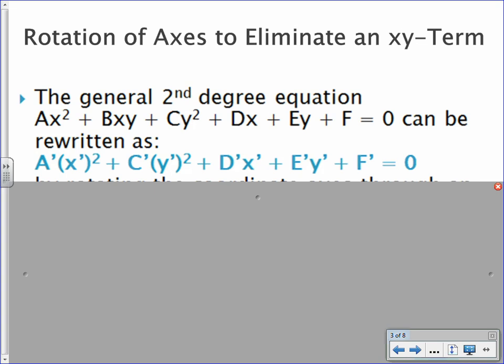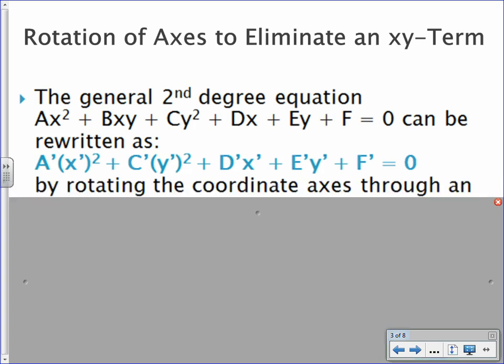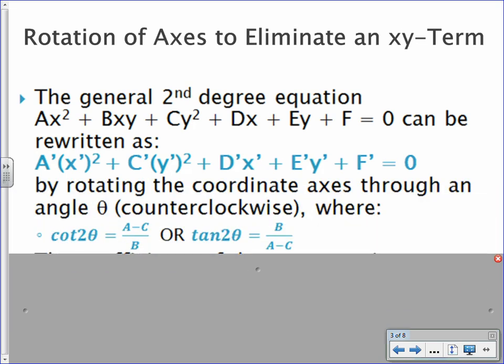Okay. How are we going to do that? The first thing we need is our rotation for our axis. We're basically going to take the xy axis and rotate it. To determine our angle of rotation, we're going to use one of these. We are always going to move counterclockwise.